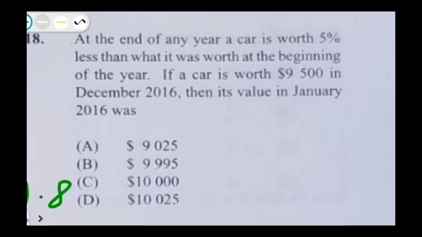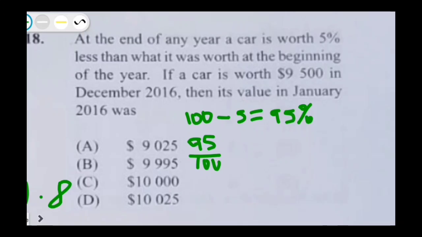Good. We know that it's 5% less. Therefore, considering a percentage as a whole, we have 100% minus that 5%, which gives us our current value of our car as 95% of its original value. So to find our value, let's say that value is X. So we'll have to find 95% of X, and that is equal to our current value, which is 9,500. So if we were to write that down, we have 95% multiplied by X, and X is the value in January, is equal to its current value, which is 9,500.